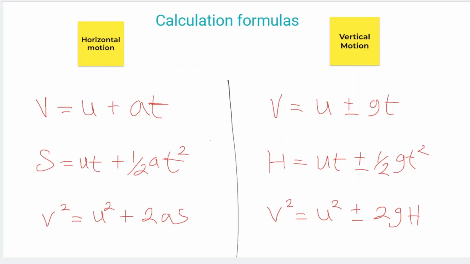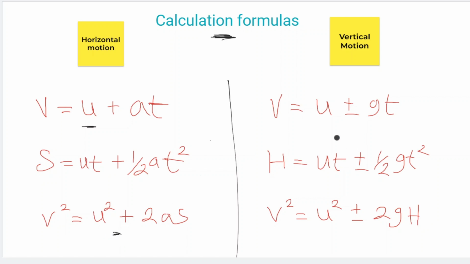All right, next we are going to be looking at the formulas that will be necessary for the calculations. On the left hand side, we have the horizontal motion formulas. On the right hand side, we have the vertical motion formulas. The formulas are almost the same, with just little adjustments. For the horizontal motion, v equals u plus at, that's the first one. Then s equals ut plus half at square, and v square equals u square plus 2as.